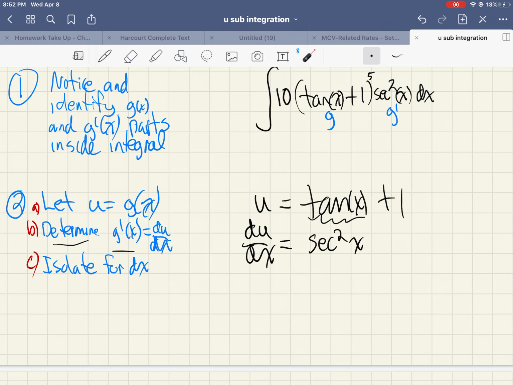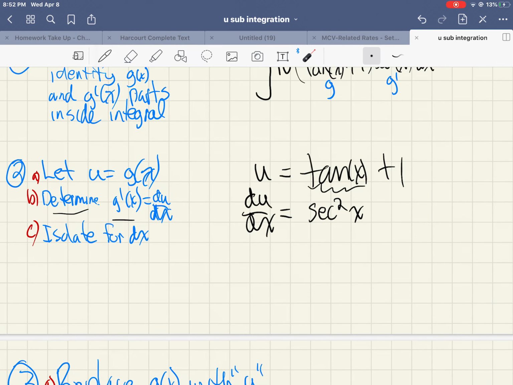So things are looking pretty good. It looks like I've probably got a correct analysis here. Now, the next thing I need to do is isolate for dx. So how do I isolate for dx? Well, what I like to do is take the reciprocal of that and the reciprocal of that.